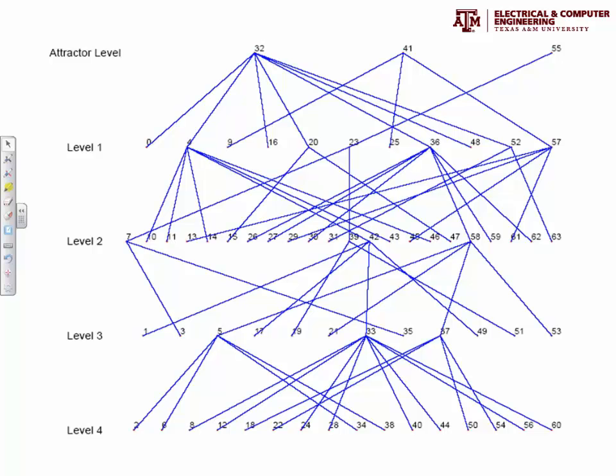And actually it is possible also to have cyclic attractors. Like you could have something that is cycling between 32 and 41. Those are called attractor cycles. So it's possible to have that too, but it's not shown in this diagram.